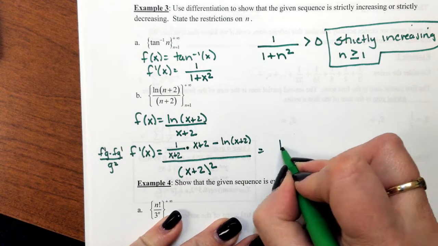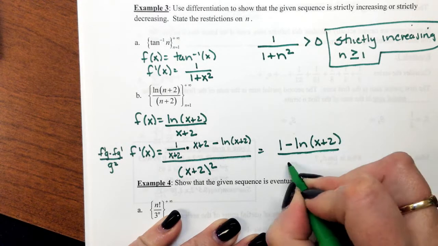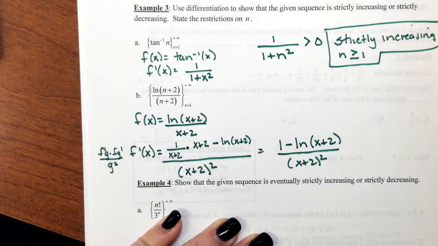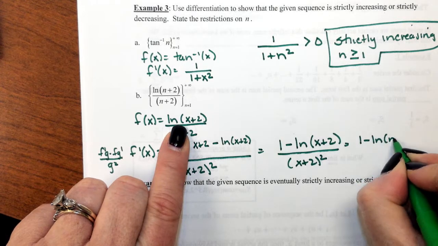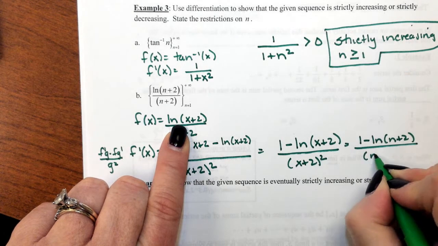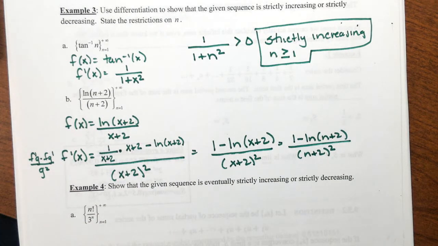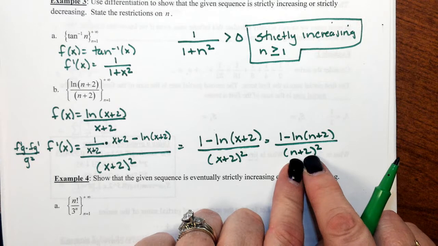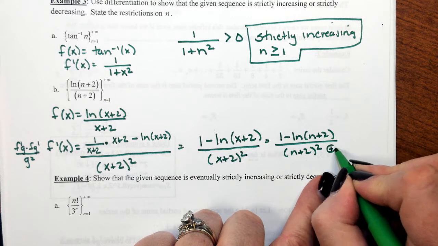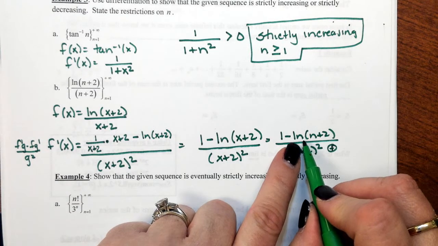So this is going to leave me with a 1 minus the natural log of x plus 2 all over x plus 2 squared. So again, I'm looking at the sequence of 1 minus the natural log of n plus 2 over n plus 2 squared. So again, remember, I'm doing my comparison to 0 when I'm doing the derivative test. So the question is, no matter what, I know the denominator is going to be positive because I'm squaring it. No matter what n value, I know this denominator will always be positive. The question is, what's happening with this particular numerator?